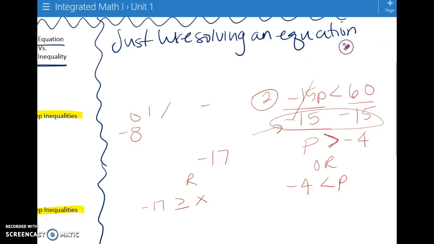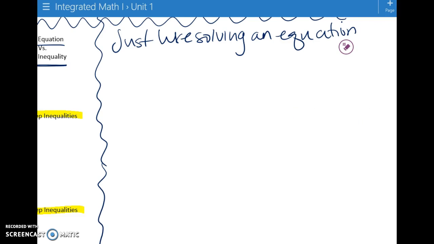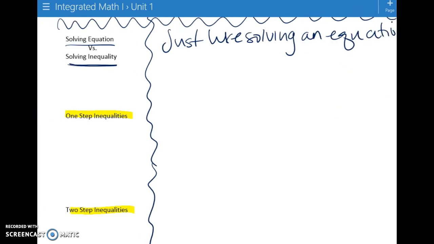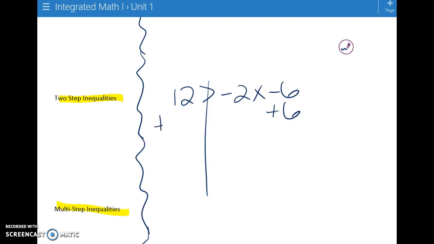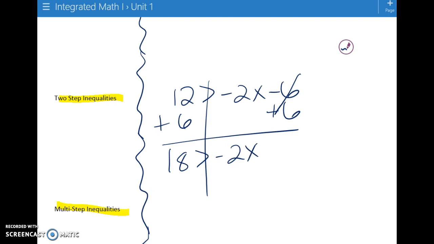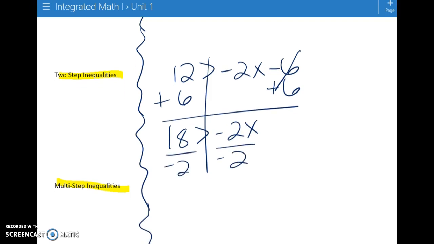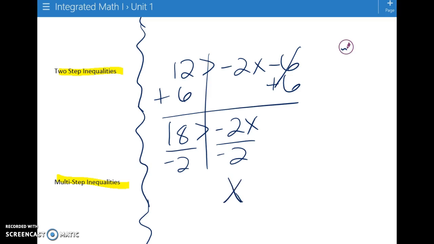Let's move on to two-step inequalities. Remember, with two-step inequalities, there are two things we need to get rid of, so we take two steps to get the variable alone. 12 is greater than negative 2x minus 6. I'm going to add 6 on both sides to get rid of the 6. I get 18 is greater than negative 2x. Now I need to divide by negative 2. Since I'm dividing by a negative, my sign will change from greater than to less than, so negative 9 is less than x. Or x is greater than negative 9.